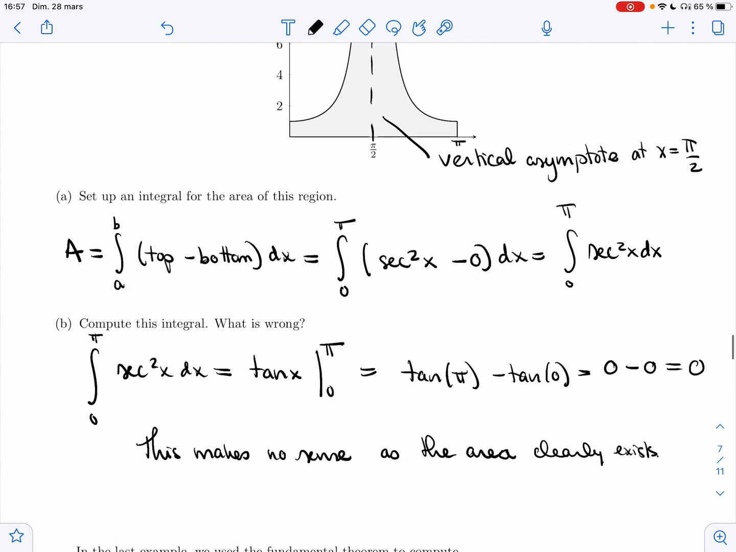Makes no sense. I mean, the area is bigger than that. If you just notice here, I have a rectangle in it of width pi and height 1. So it's at least pi. So this makes no sense. All right, so something's off.